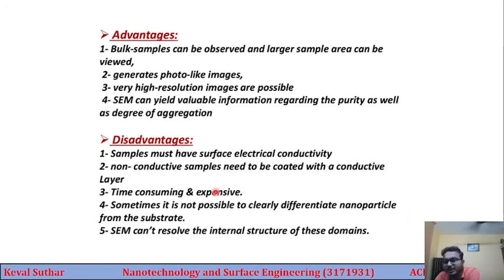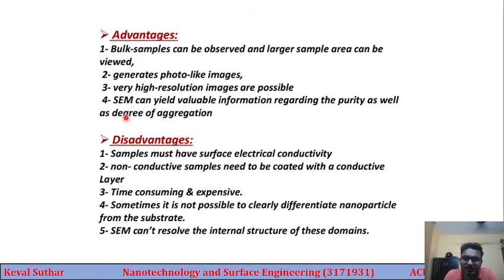There are a few advantages as well as disadvantages. First of all, we will discuss the pros. The bulk samples can be observed and a larger image area can be viewed. In addition, it generates photo-like images that are easy to read and analyze. Third one is very high resolution images can be captured using scanning electron microscopy. The last advantage is it can provide valuable information regarding the purity as well as the degree of aggregation.